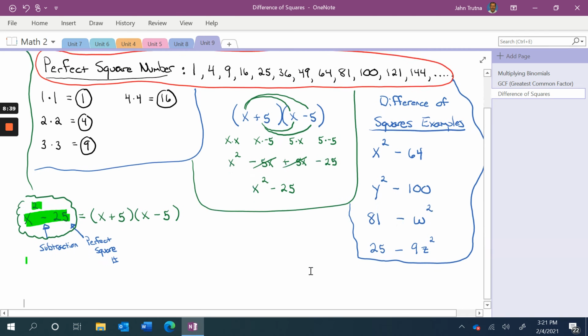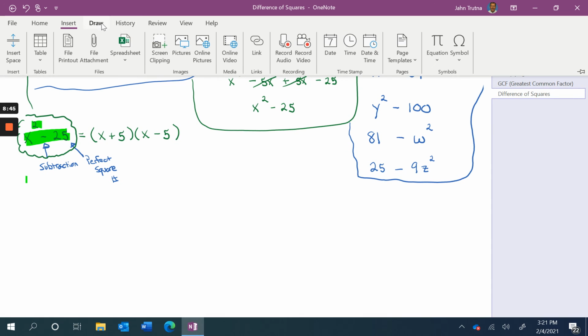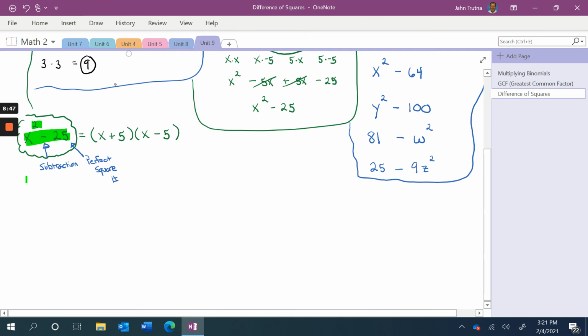So let's just work on it here, you guys. Let's say I give you a difference of 2 squares, and I want you to factor this problem right here. Watch how easy this is. How about if I give you x squared minus 9? So this will be example 1.